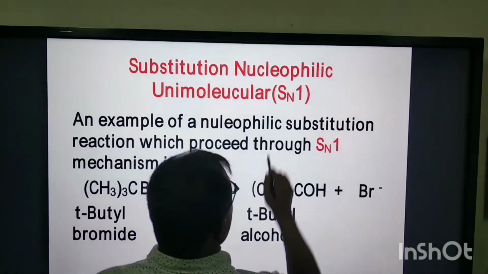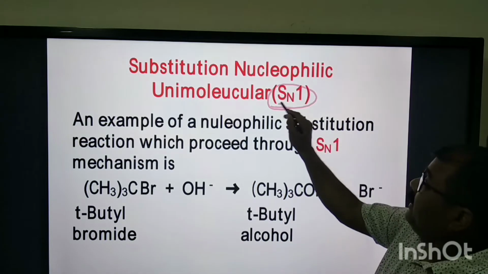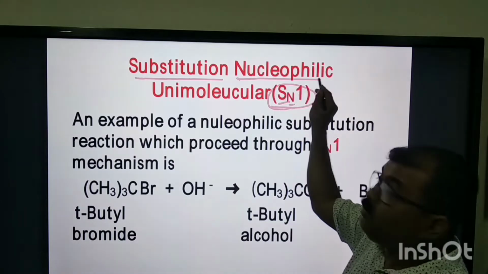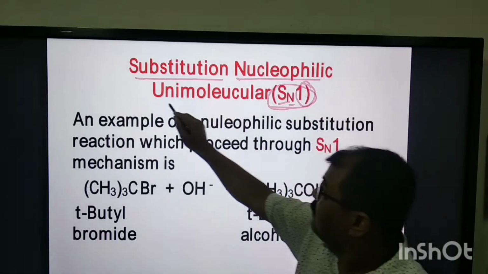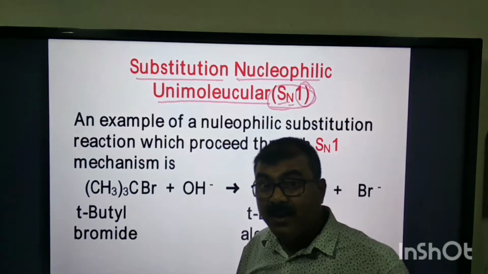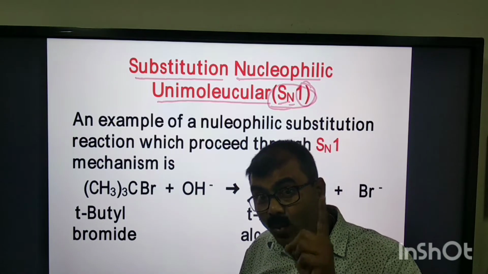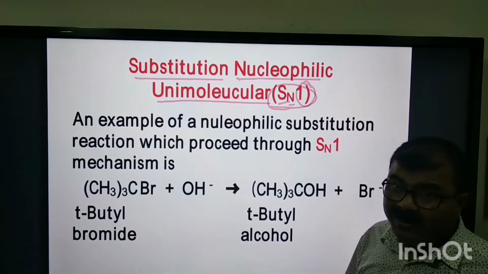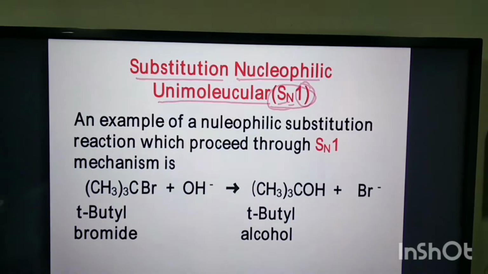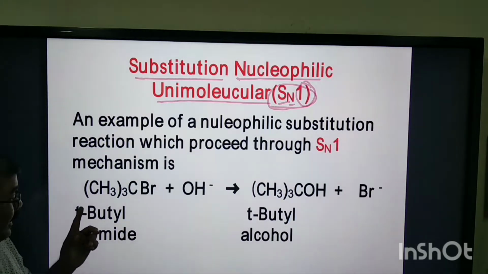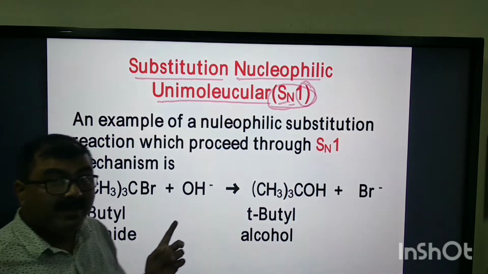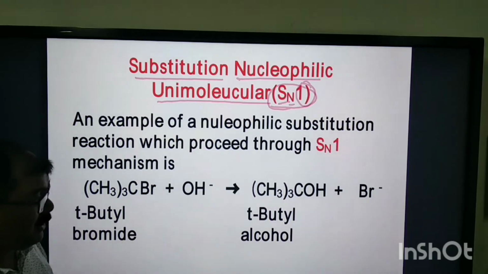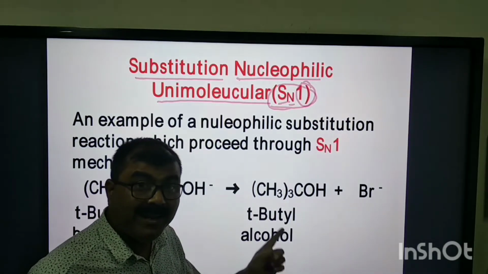SN1: S stands for substitution, N for nucleophilic, and 1 stands for unimolecular. That is, the molecularity of the SN1 reaction is 1. Now let us take an example of an SN1 reaction. Tertiary butyl bromide reacts with aqueous potassium hydroxide. That is the hydrolysis of tertiary butyl bromide to give tertiary butyl alcohol.